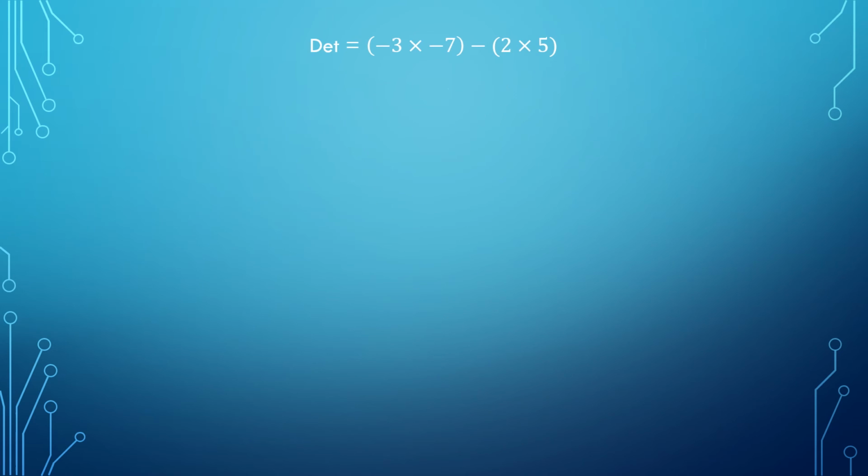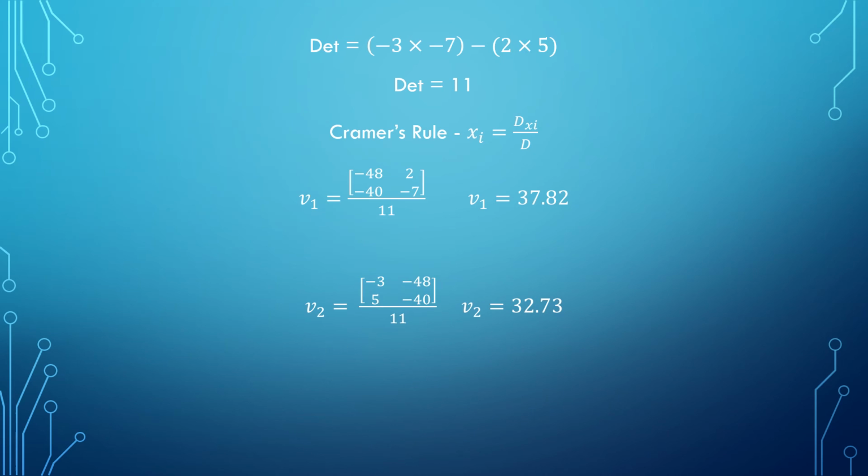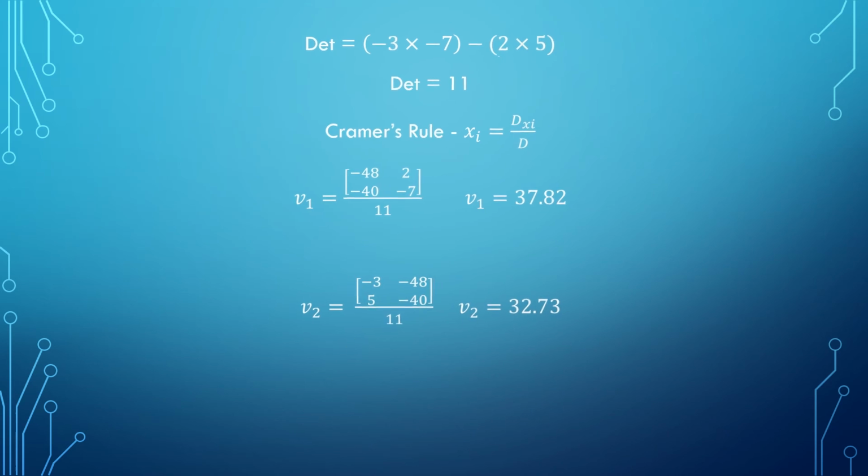The determinant of the above matrix can then be found to be 11, and then Cramer's rule is used to find V1 to give 37.82 and V2 to give 32.73.